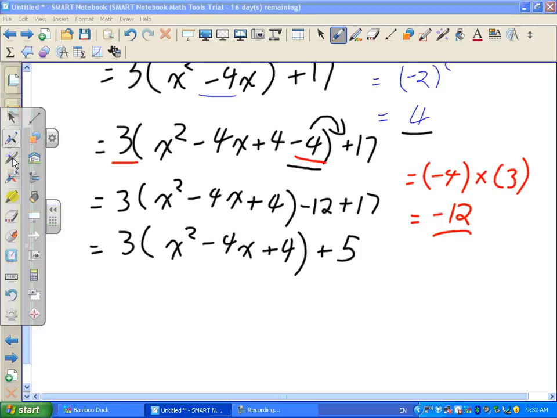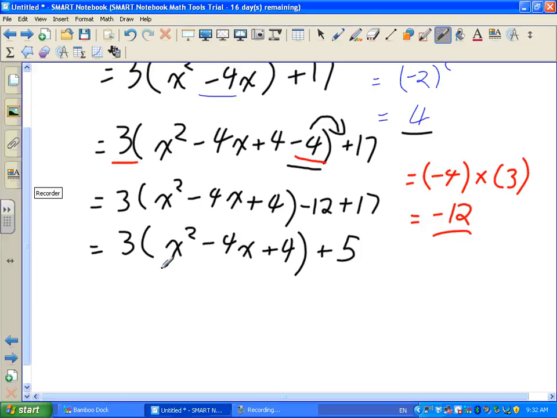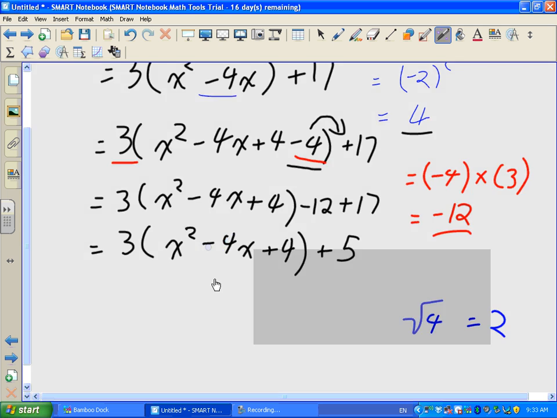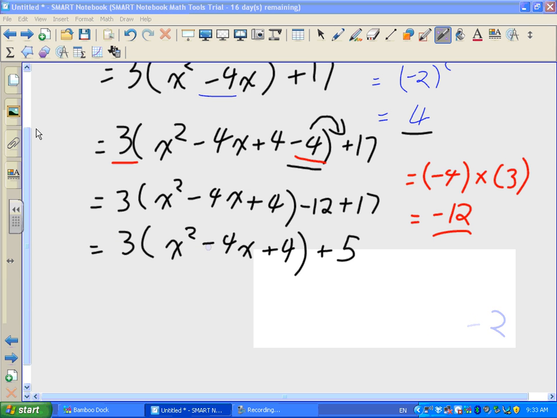So I'm just going to talk you through that one more time. So square root of x squared is just x. Square root of 4 is just 2. And because there is a negative term in front of our middle coefficient, we put a negative down in our next bracket.